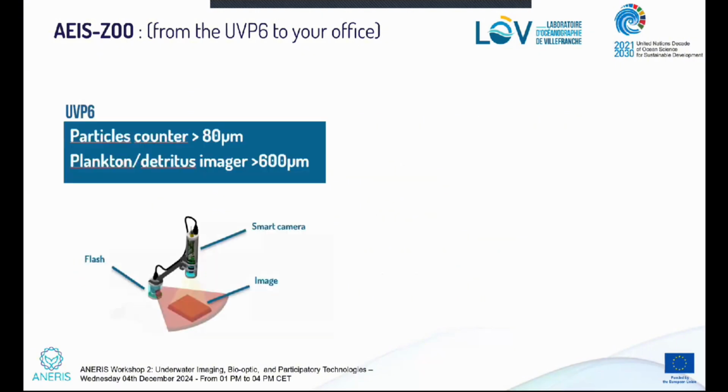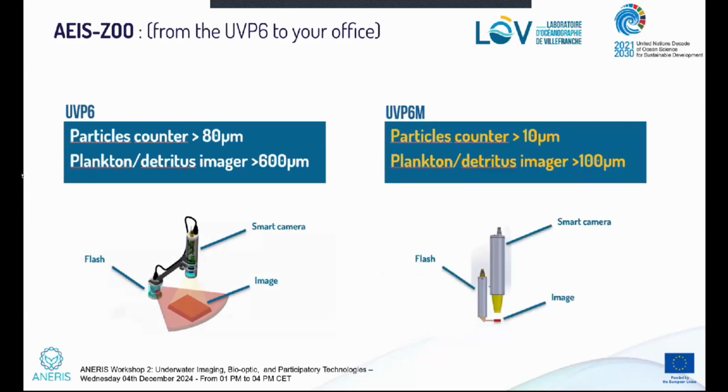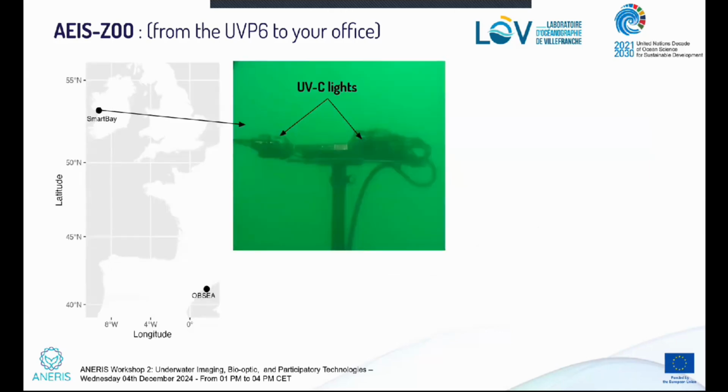There is today one version, which is the UVP6. You can better see the image volume on that image. But in relation to the ANERIS project, we are also developing a new system which will see smaller targets. Today, we have one UVP deployed in the Smart Bay Observatory, the EMSO Smart Bay Observatory.